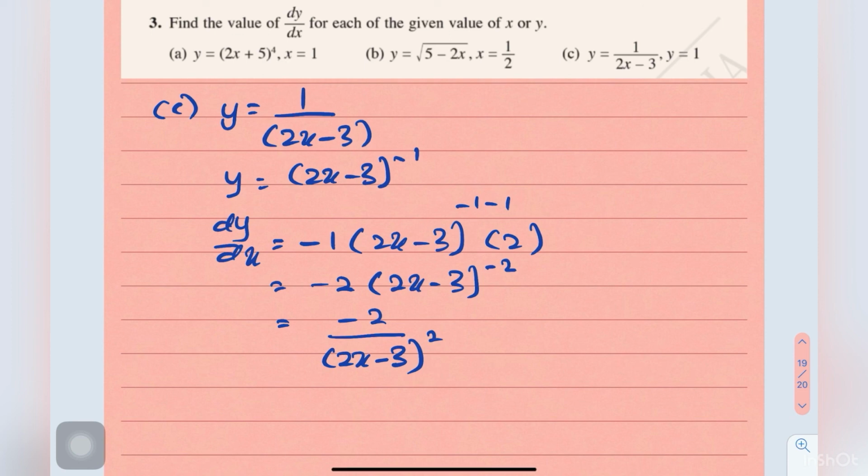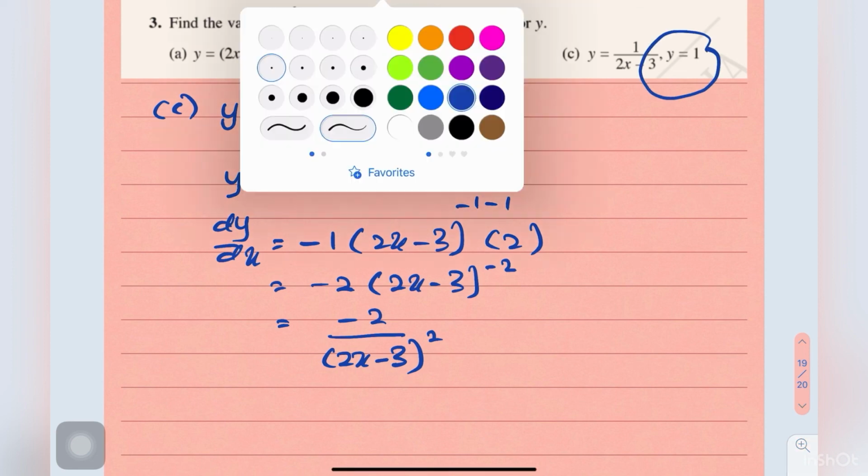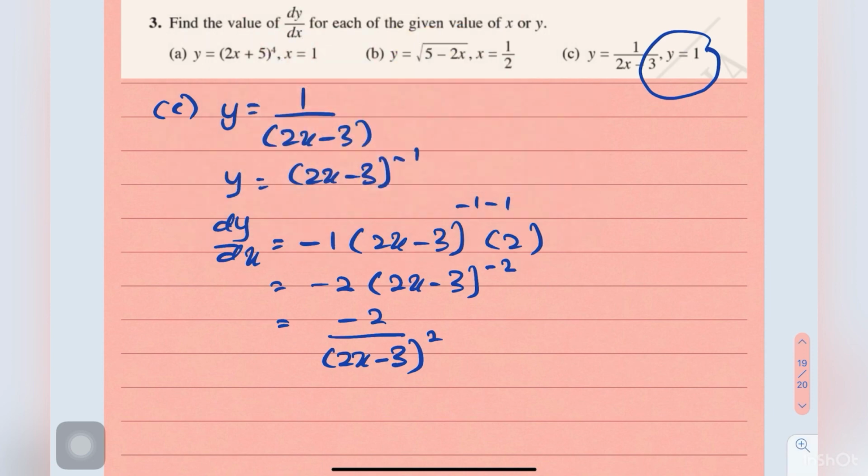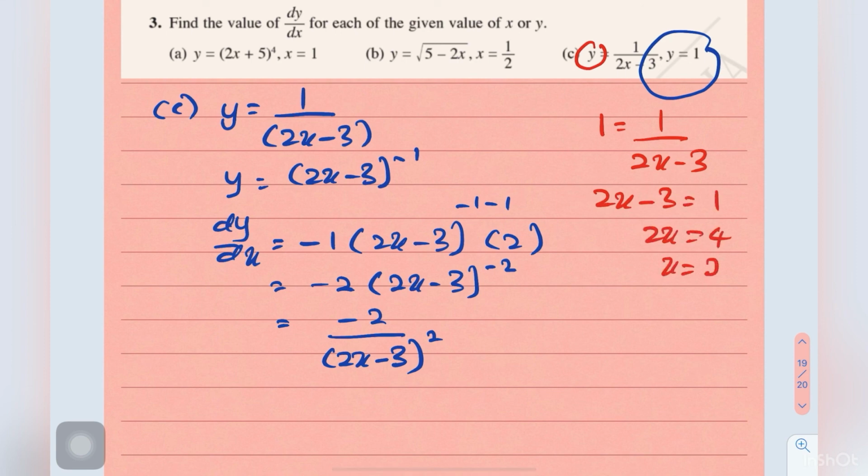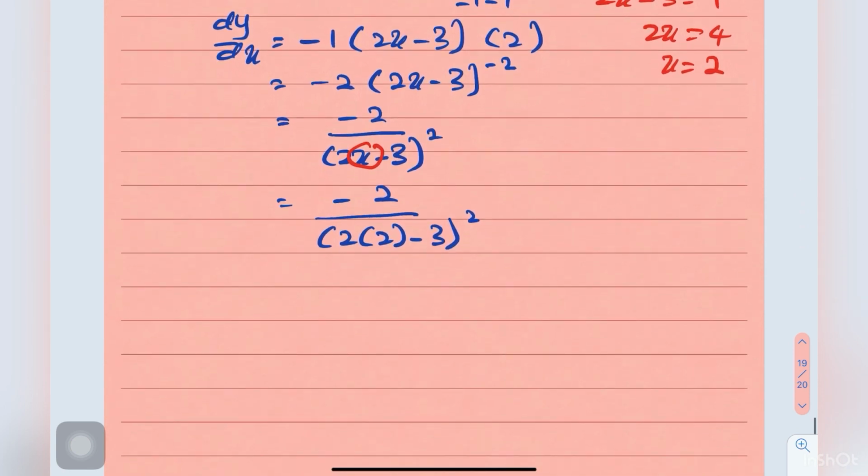Then we have to substitute x, but careful, given the value of y. So you have to find first the value of x. So we get x: substitute y is 1. So 1 equals 1 over (2x minus 3). So 2x minus 3 is 1, 2x is 4, x is 2. You substitute into dy/dx. Here we have negative 2 over (2 times 2 minus 3) squared. 4 minus 3 is 1, so the answer is negative 2.